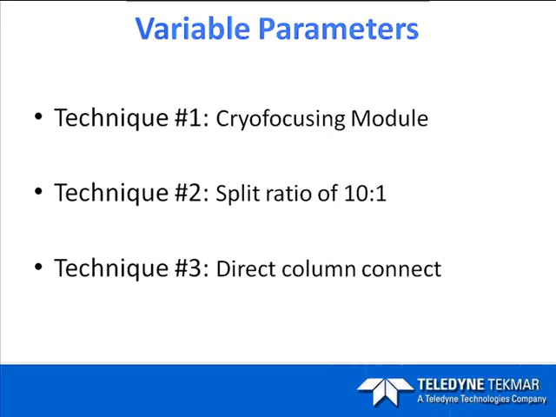So the next technique we looked at was a split ratio of 10:1, where we took the transfer line coming from the back of the Purge and Trap concentrator and connected it directly to the side of the injection port and set up a 10:1 split ratio within the GC. And last but not least, we used technique number 3. We did a direct column connection, where we take the transfer line and bypass the inlet of the injection port and directly connect it to the column so that you get essentially 100% transfer of analytes on to the column.